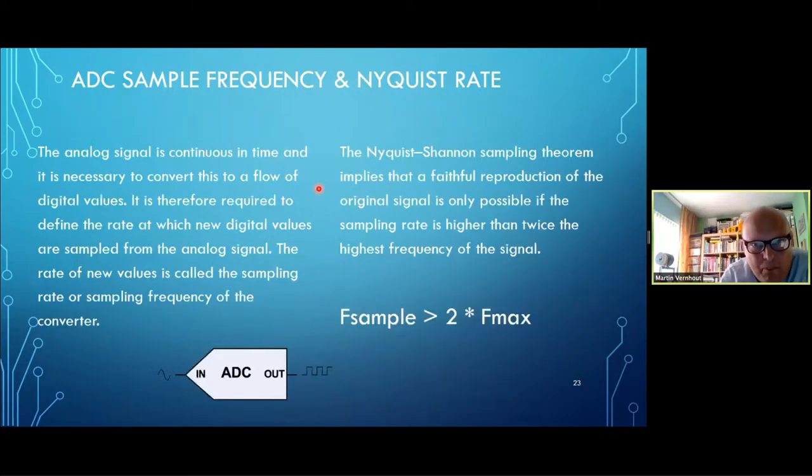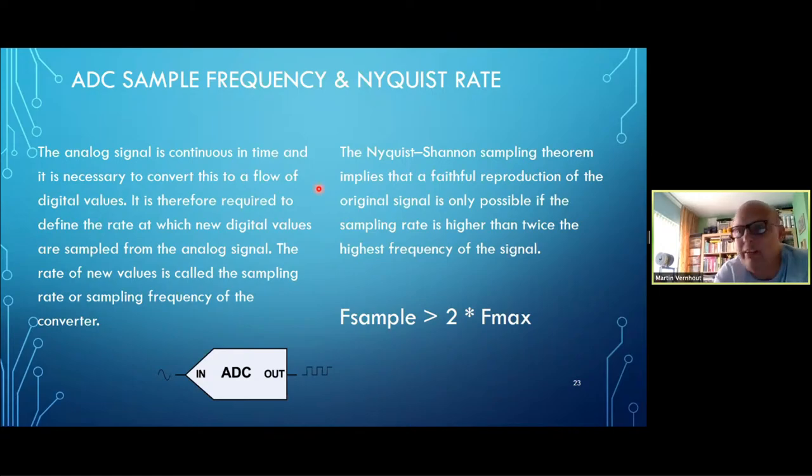So if we are starting to sample, we know some errors are to be made on the vertical axis, the value axis. We also are looking at time sampling. And it is important that for a faithful reproduction of the original signal, that's only possible if the sampling rate is higher than twice the highest frequency of your signal. Otherwise, you're undersampling and you might not know precisely what your signal looked like. And most of the signal processing actually assumes that you're sampling fast enough.